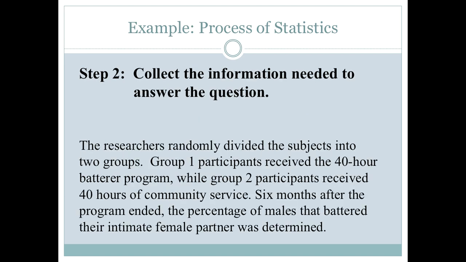Step 2 was to collect the information. So in this particular example, the researchers randomly divided the subjects into 2 different groups. Group 1 participants received the batterer treatment program, while Group 2 participants received the community service. And then 6 months later, data was collected on the percentage of males that battered their intimate female partners again.